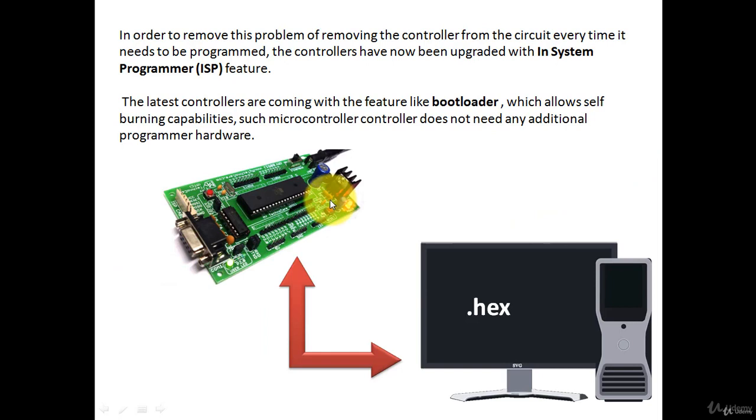In order to remove the problem of removing the microcontroller every time we want to program it, most modern microcontrollers are upgraded with in-system programming features. That means without removing the microcontroller from its application circuit, we can program it. The latest microcontrollers also come with features like a bootloader, which gives self-burning capability to the microcontroller, and hence the microcontroller doesn't need any additional programming hardware, which reduces development cost.